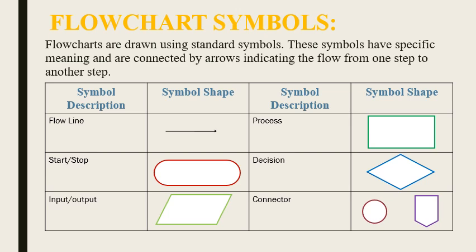And the next one is the parallelogram. Parallelogram is used for input and output purpose. And rectangle is used for the process. And this is the diamond shape. Diamond symbol is used for taking the decision. And the last one are the connectors. The left one is on page connector and the right one is off page connector.